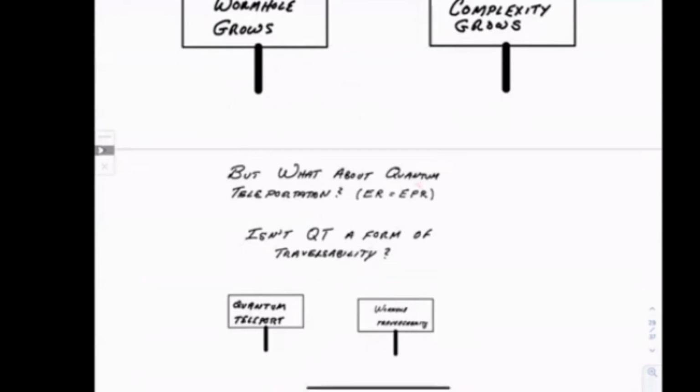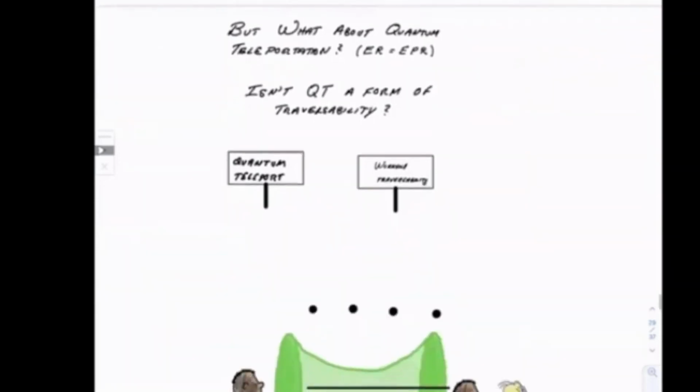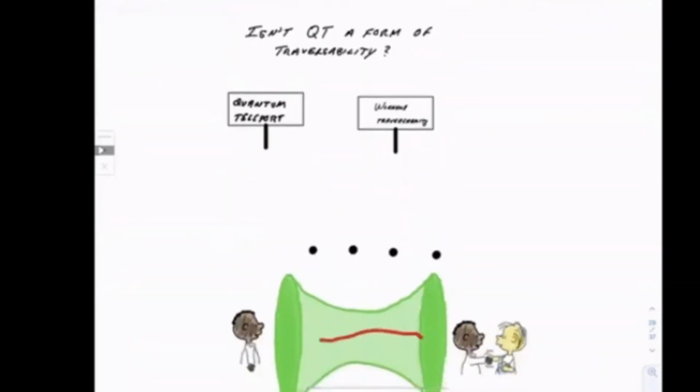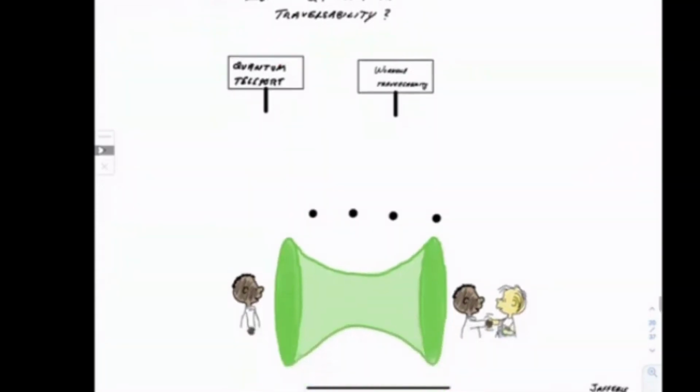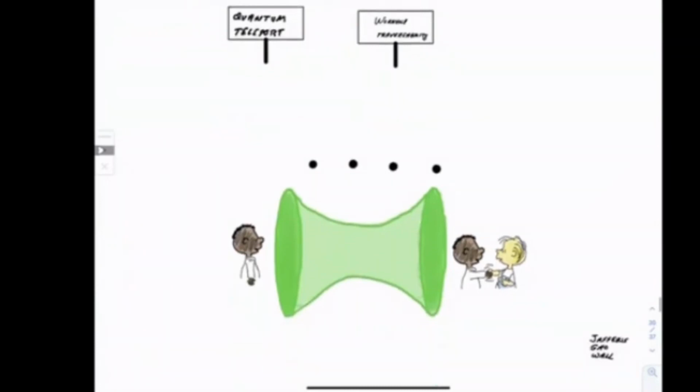But what about quantum teleportation? Wasn't that a trick that allowed information to go from one point to another through an entangled system? And if wormholes are nothing but entanglement, doesn't that mean that quantum teleportation can occur through the wormhole? Could it be that quantum teleportation creates traversable wormholes? And the answer is yes. The answer is yes, but at a cost.